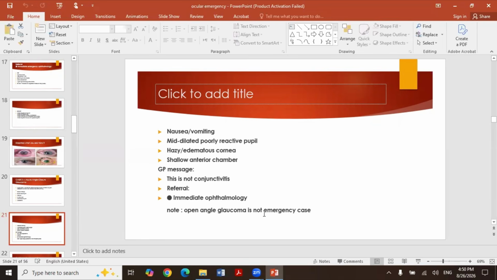I have had glaucoma for 20 years, 10 years, 15 years. This is not an emergency. This is normal open angle glaucoma. He will not come with nausea, vomiting, severe injected conjunctiva, photophobia, and severe headache.